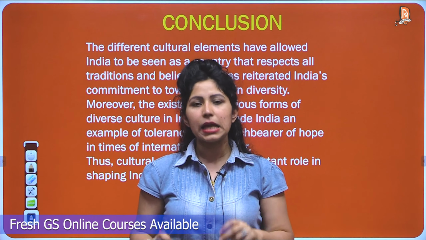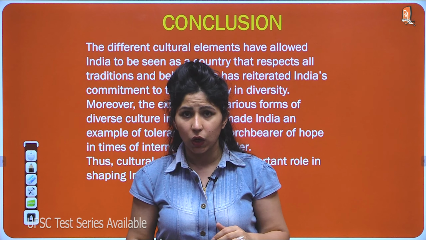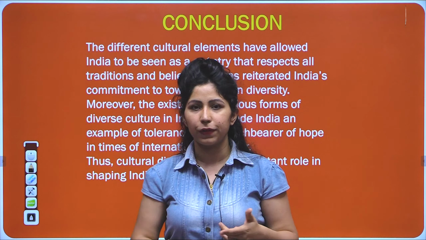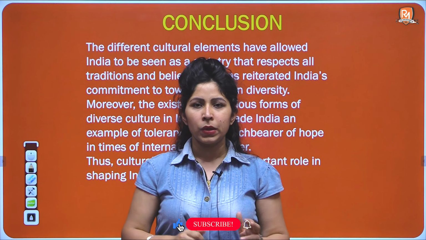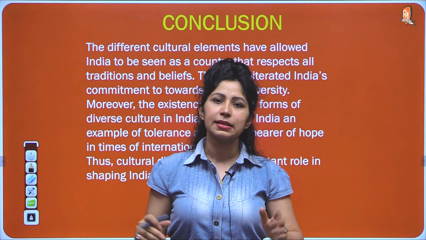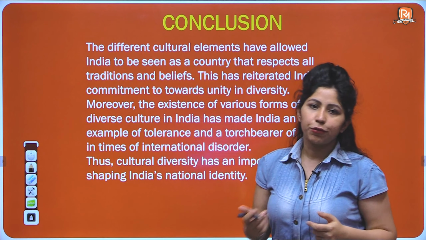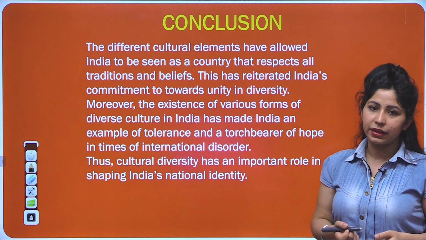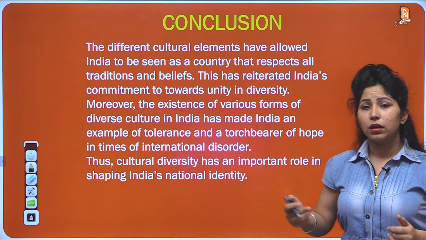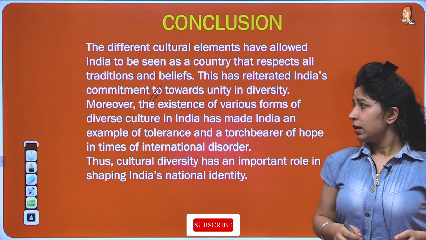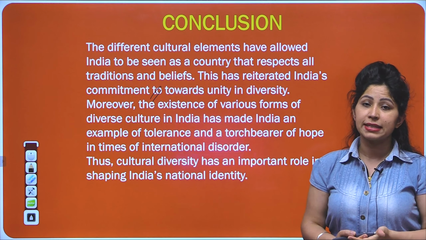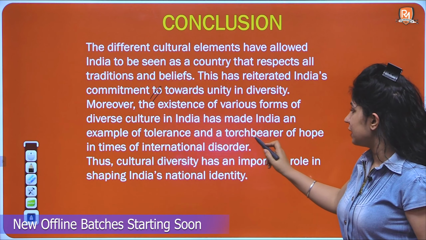So India, in these chaotic times, especially in times of international disorder, when one community wants to dominate the other community on the basis of geography, ethnicity, race, anything like that, India stands as a ray of hope, because all the cultural elements stay together in India. The different cultural elements have allowed India to be seen as a country that respects all traditions and beliefs. This has reiterated India's commitment towards unity in diversity. Moreover, the existence of various forms of diverse culture in India has made India an example of tolerance and a torchbearer of hope in times of international disorder.